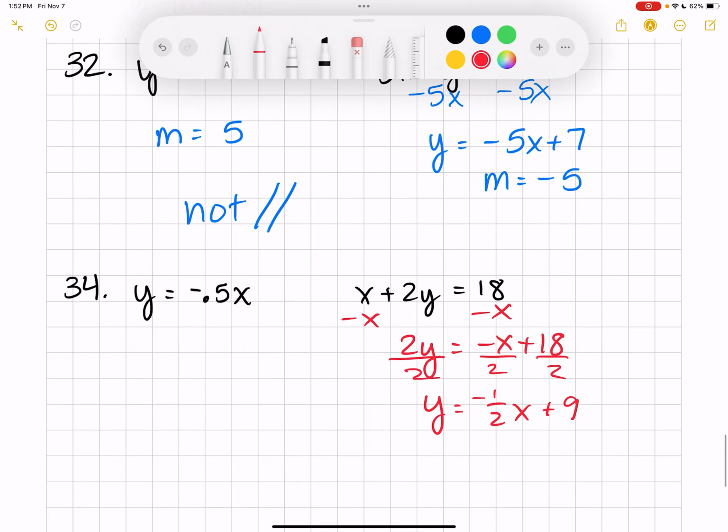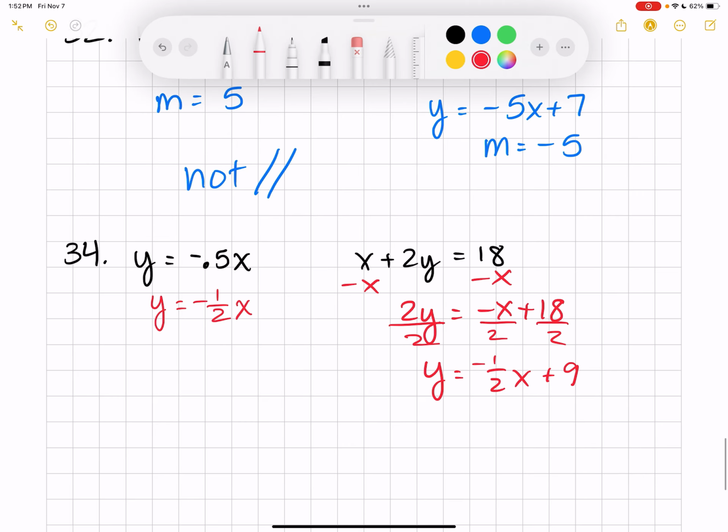Now, 0.5 as a decimal is what? So this is negative 1/2. So what's the slope of this line? Negative 1/2. What's the slope of this line? If these are the same, which they are, then they are parallel. You can do that, or you can write the word parallel if you are so inclined.